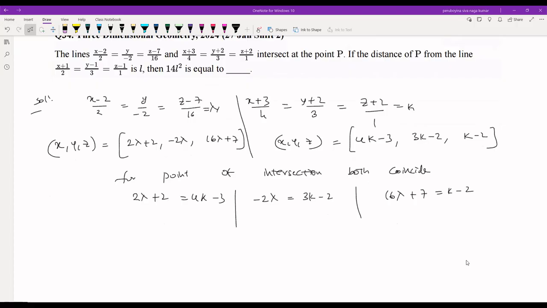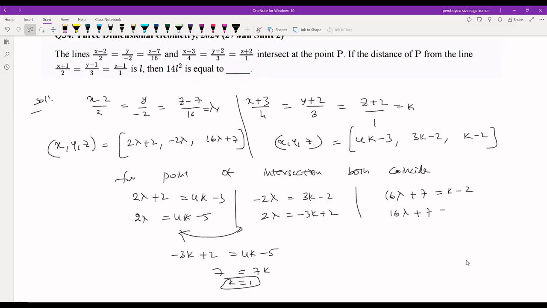Now you can write 2 lambda is equal to 4k minus 5. And from this, it says 2 lambda is equal to minus 3k plus 2. So we will equate these two things. Minus 3k plus 2 is equal to 4k minus 5. And 7k is equal to 7, of course, and k value is 1. If k value is 1, we will substitute here: 16 lambda plus 7 is equal to 1 minus 2. We are getting a different lambda value.